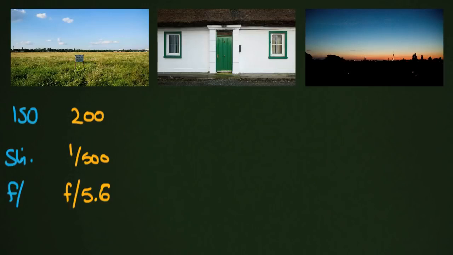This shot was the Irish cottage. It was a cloudy, rainy day. It was ISO 200 still, though. I took the shot at 100th of a second, and it is also at f5.6.